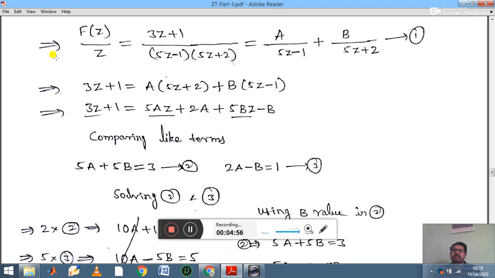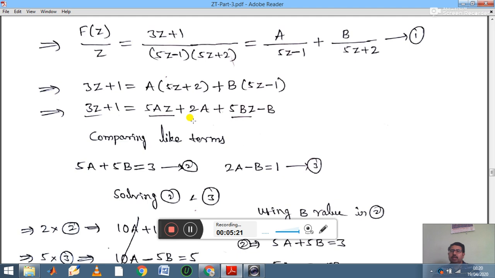Here the LCM is (5z minus 1) into (5z plus 2). If you multiply both sides, you are getting 3z plus 1 is equal to a into (5z plus 2) plus b into (5z minus 1). Then in the next step, 3z plus 1 is equal to, if you multiply with a, 5az plus 2a plus 5bz minus b.